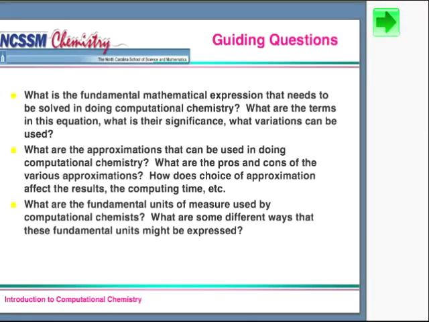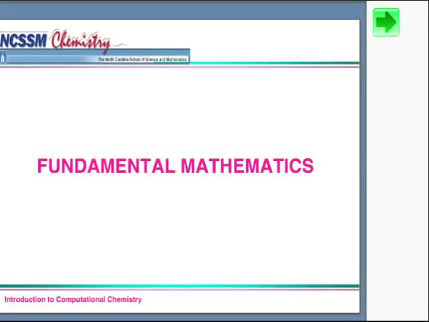And the third is we do a quick review of the fundamental units of measure that are used by computational chemists and how these units might be expressed. So let's go ahead and get started with fundamental mathematics.